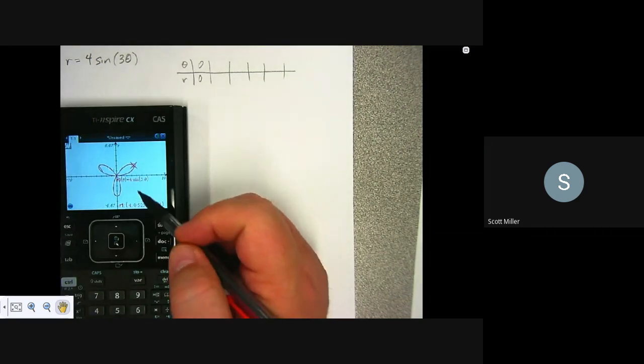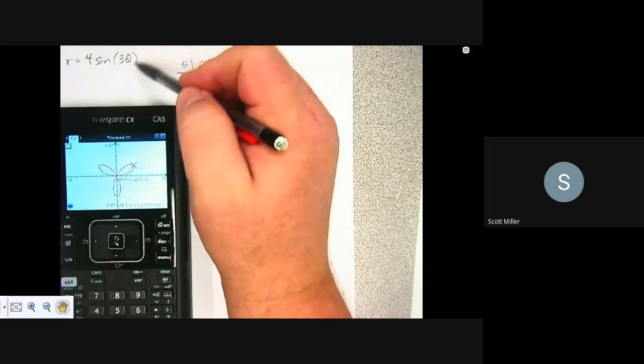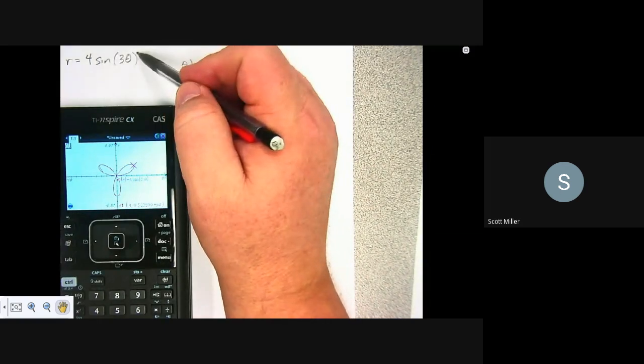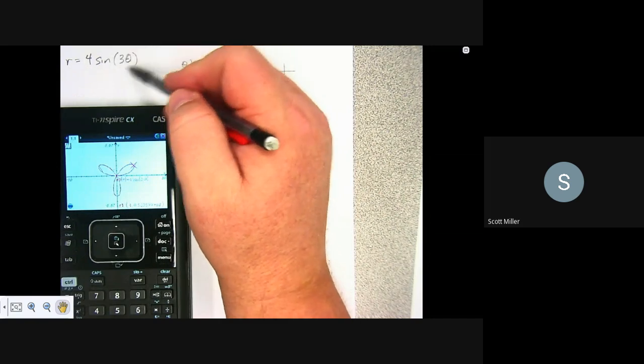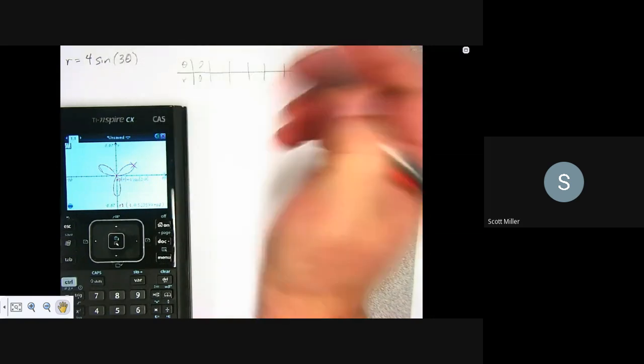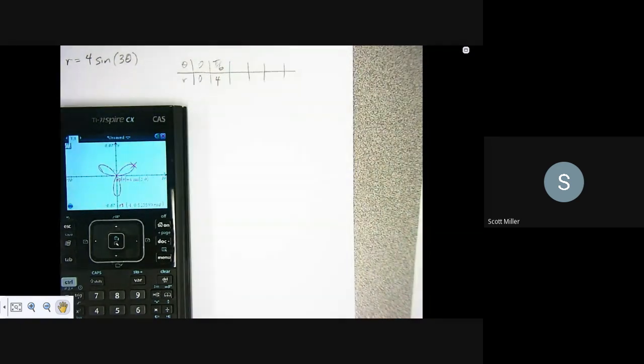Okay? So you can also look here and say, well, forget that it's 3 theta, the sine of an angle is largest when the sine is 1. So what angle makes that sine equal to 1? Well, it'll be pi over 6. So pi over 6 is 4. That's one of our key points.